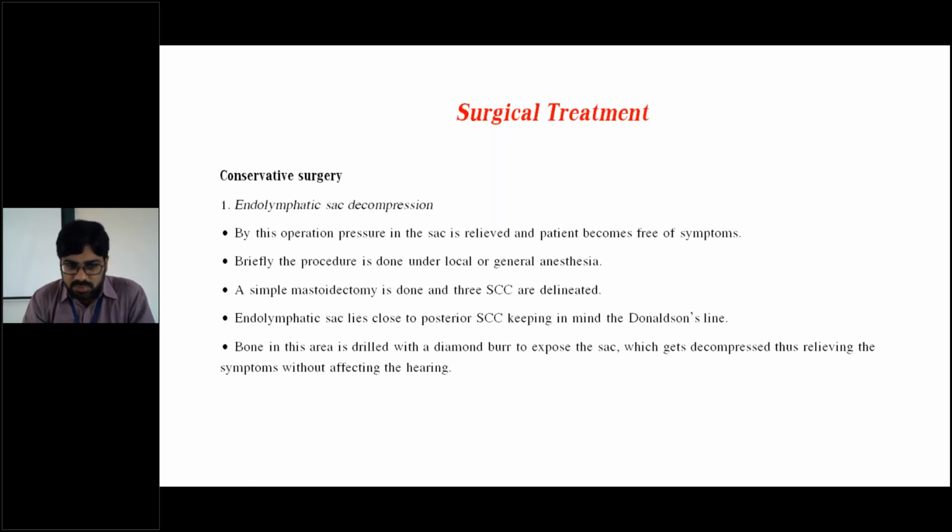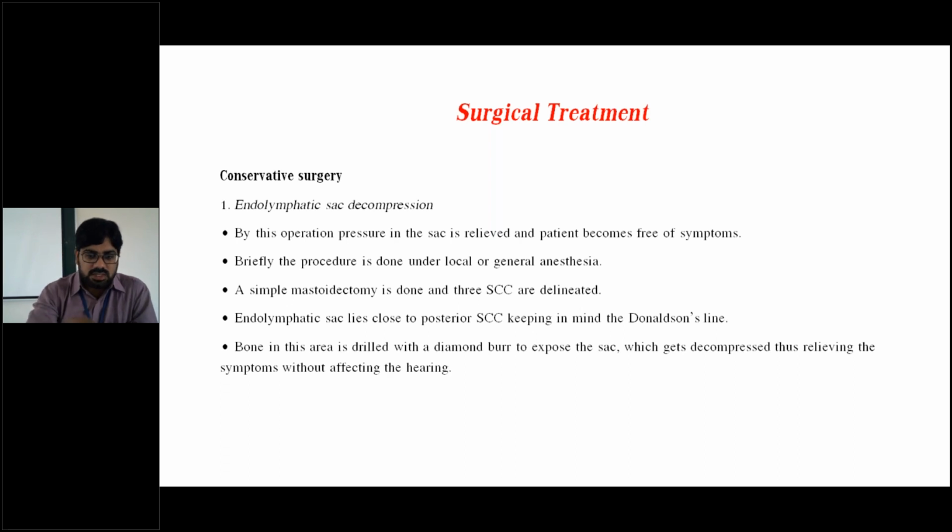So a simple mastoidectomy is done. You remove all the mastoid cells and you expose the inner ear. All the three semicircular canals, the horizontal, the lateral and the posterior, are delineated. The endolymphatic sac lies close to the posterior semicircular canal, keeping in mind the Donaldson line. So this is the Donaldson line.